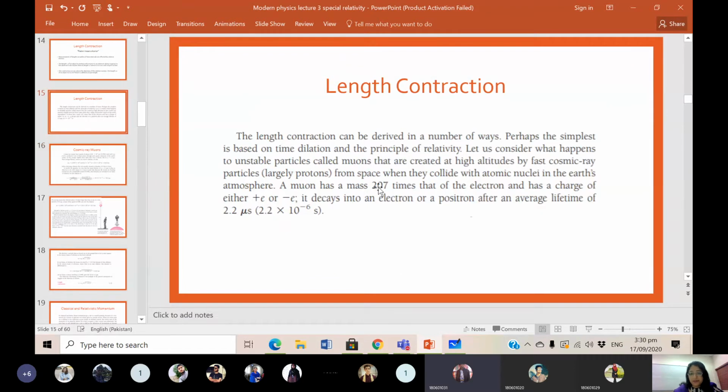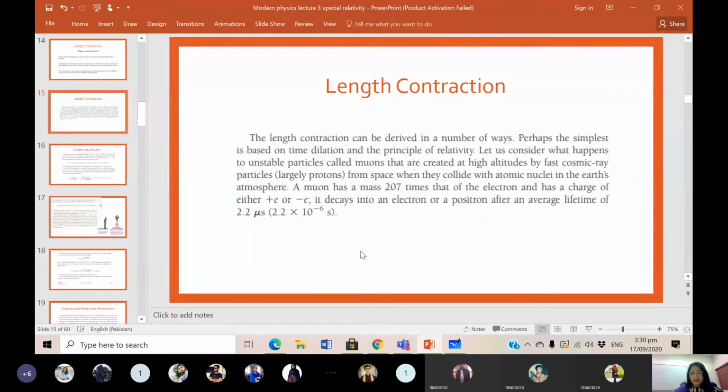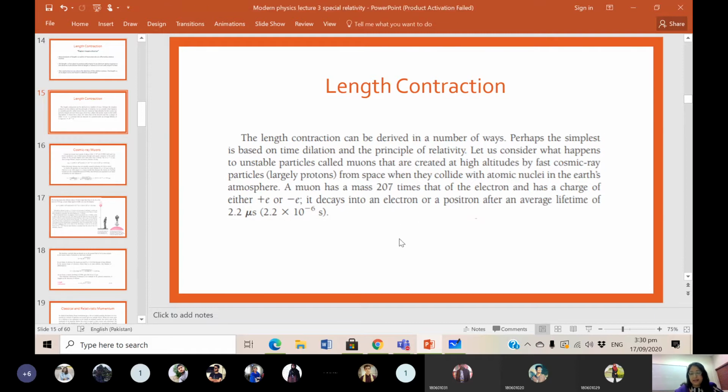Wait, I have to read this slide first to tell you about this one. So a muon decays into an electron and positron, and the muon has an average lifetime of 2.2 microseconds. You will study more about this in particle physics. Muon is a type of particle, okay? It comes to us from cosmic rays, from the universe, from outside, from the sun and outer space. So muon is a type of particle.